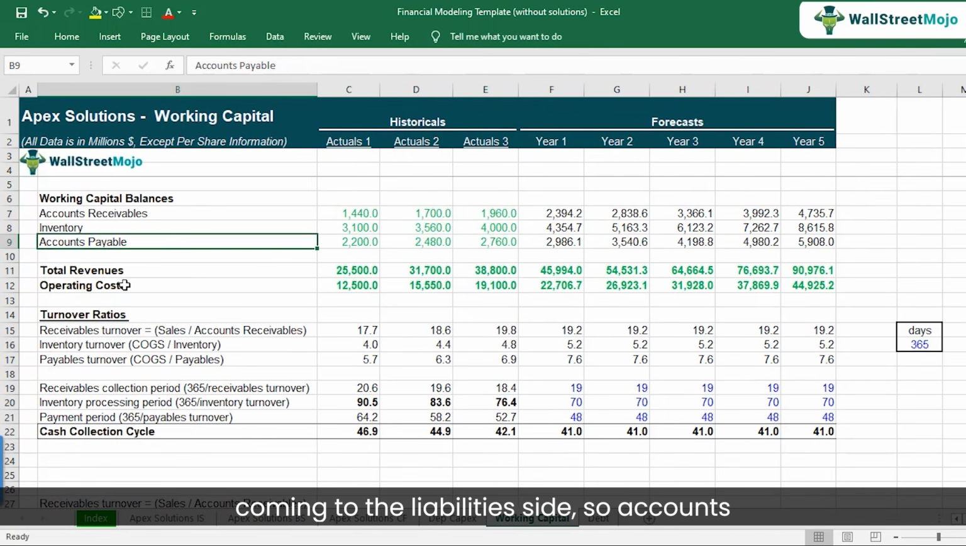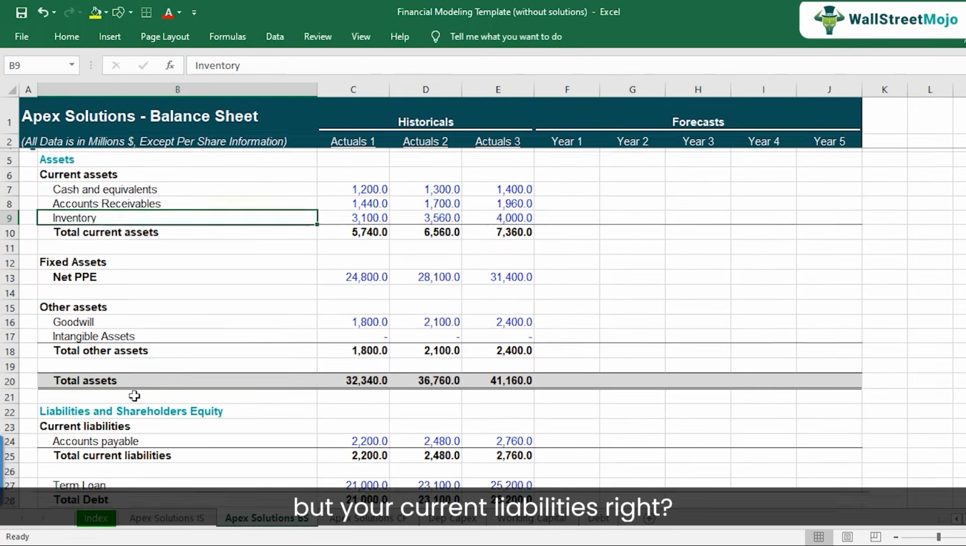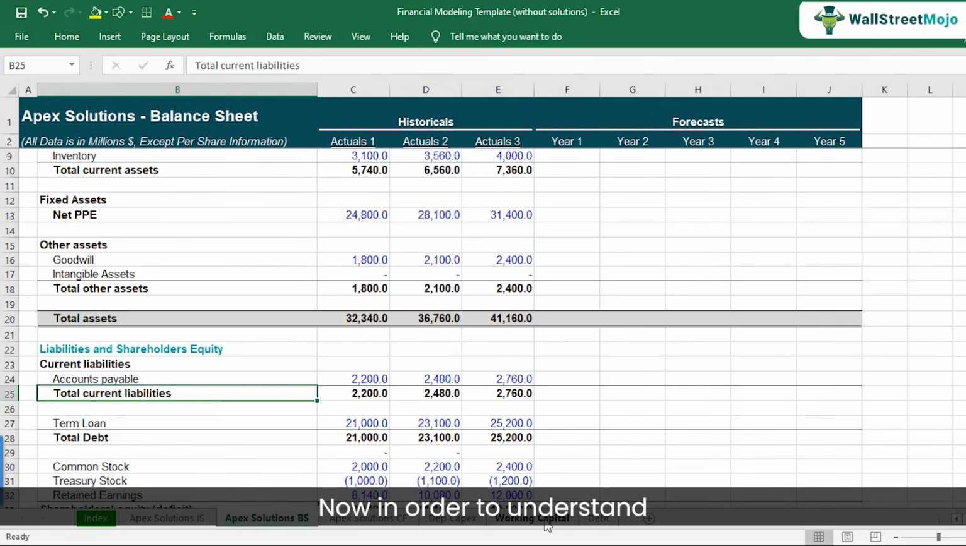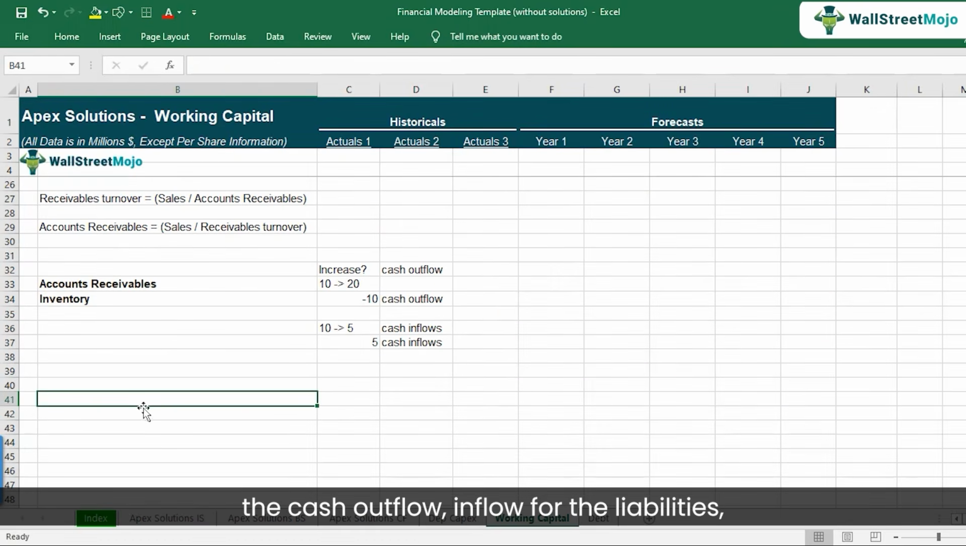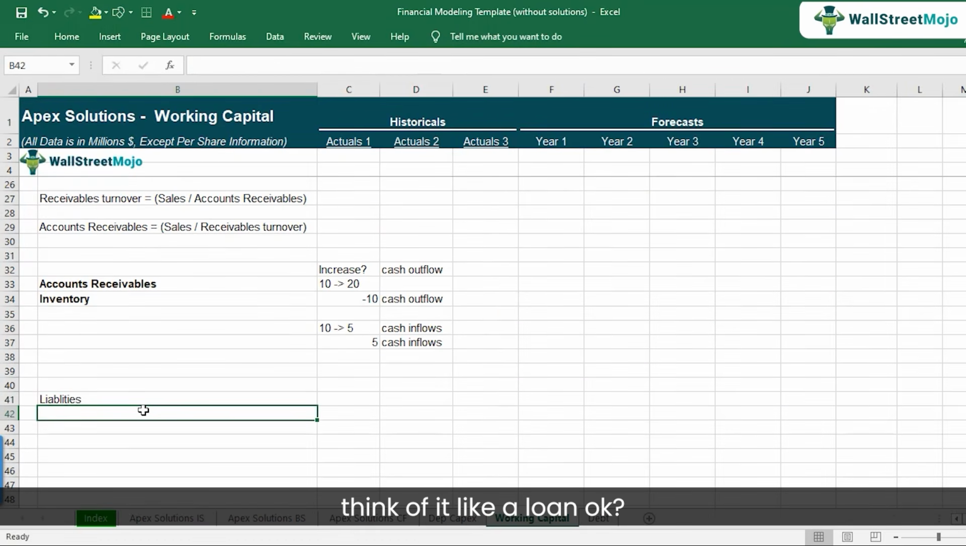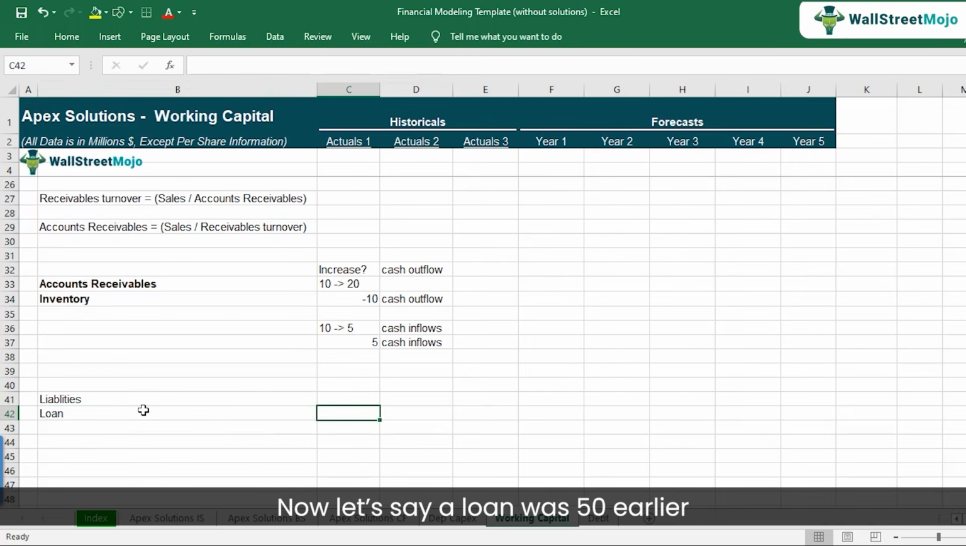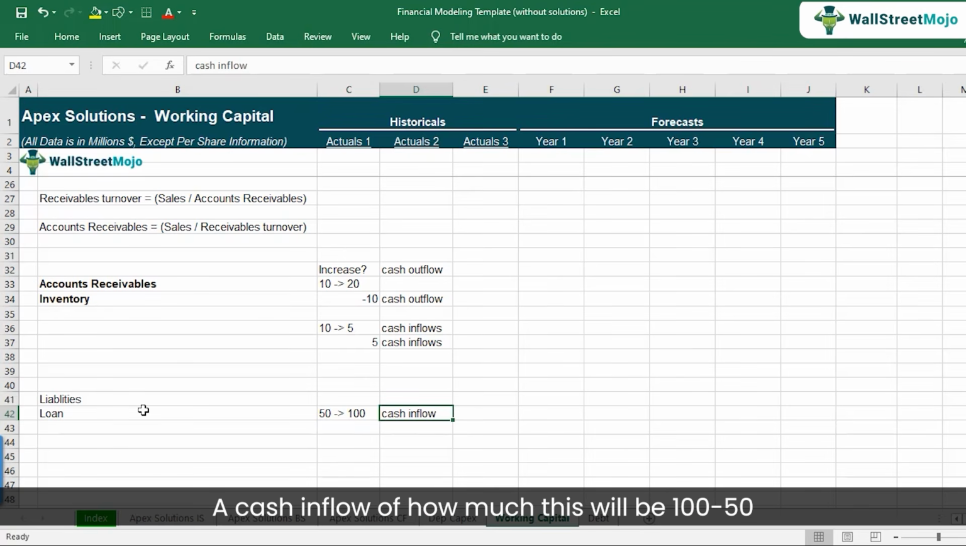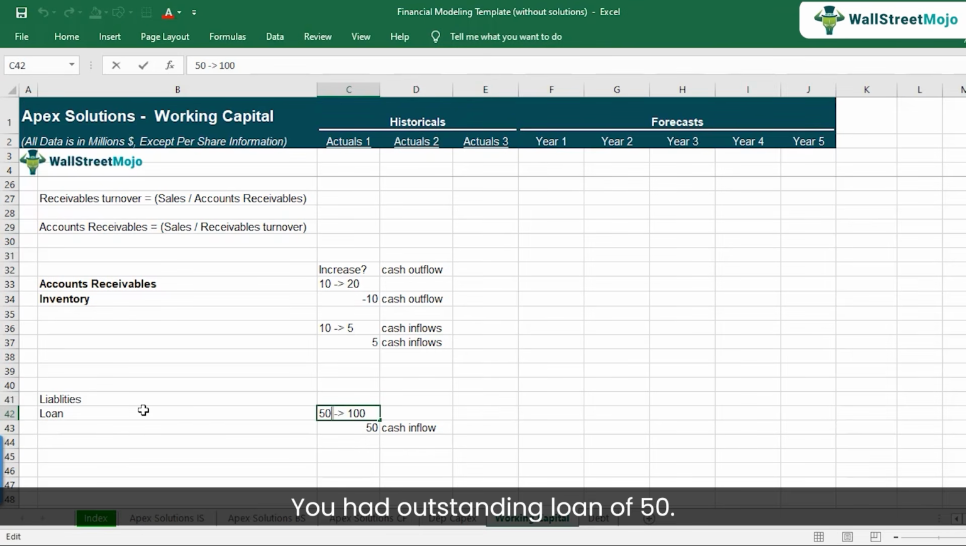Now coming to the liabilities side. Accounts payable is nothing but your current liabilities. Now in order to understand the cash outflow or inflow for the liabilities, think of it like a loan. Let's say a loan was 50 earlier and it increased to 100. Now what will this result in? This will result in a cash inflow. A cash inflow of how much? This will be 100 minus 50, because earlier you had an outstanding loan of 50, and now you have an outstanding loan of 100. So in this specific year, you would have had a cash inflow, that is 100 minus 50.